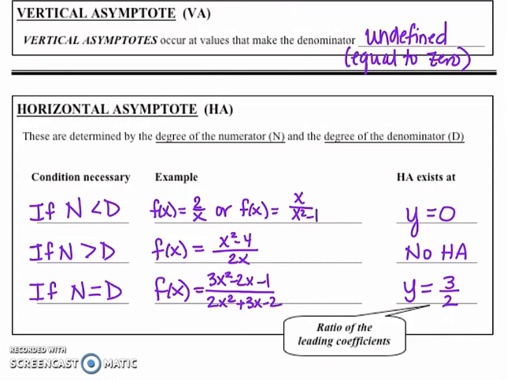Look carefully at my function. My lead term of my numerator was 3x squared. My lead term of my denominator was 2x squared. The ratio of the leading coefficients was 3 over 2. And that is where my horizontal asymptote would be if the numerator and the denominator have the same degree.